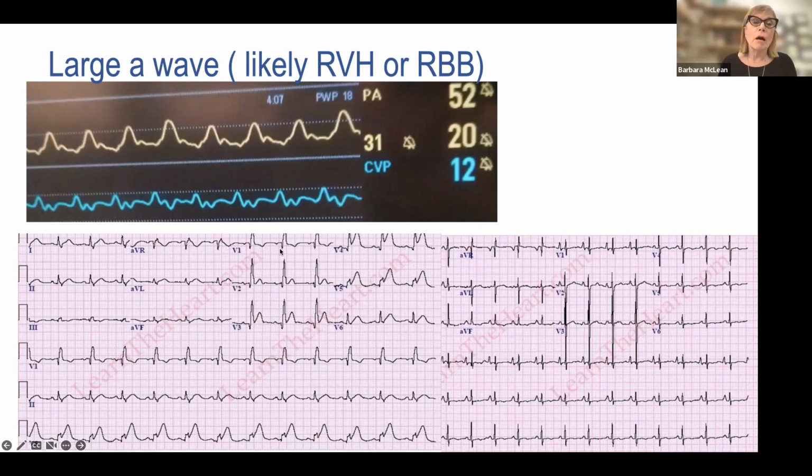Over here, I have a big upright in V1, but it's wide. It takes a lot of time. This is right bundle branch block. With RV hypertrophy or right bundle branch block, you're going to get a big A wave in your CVP.